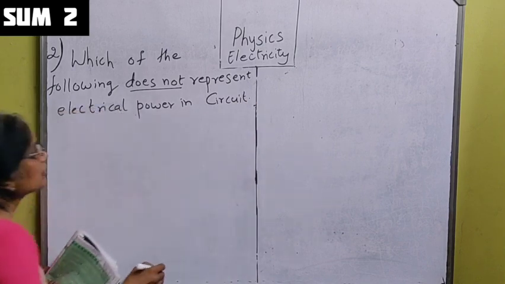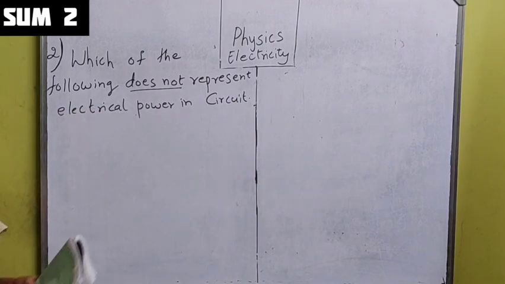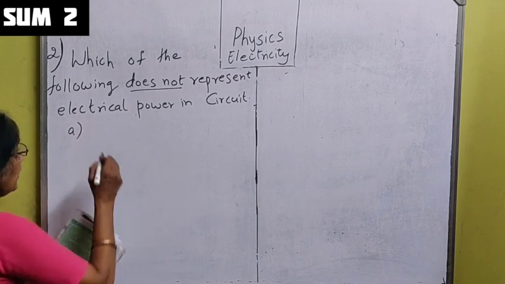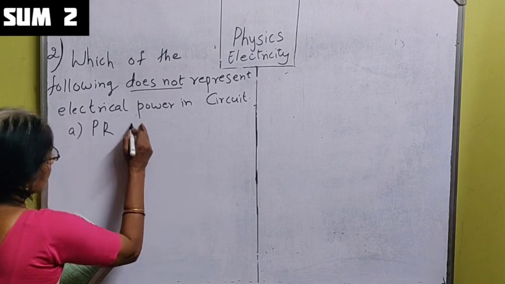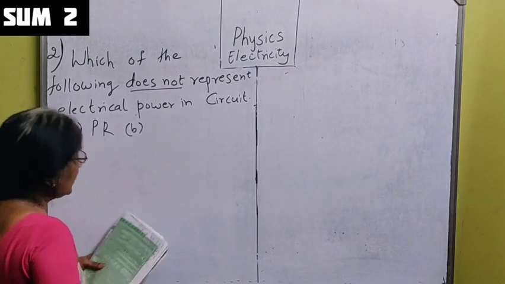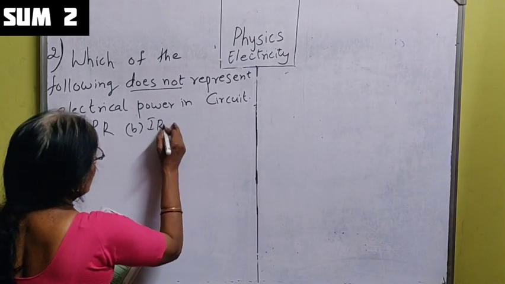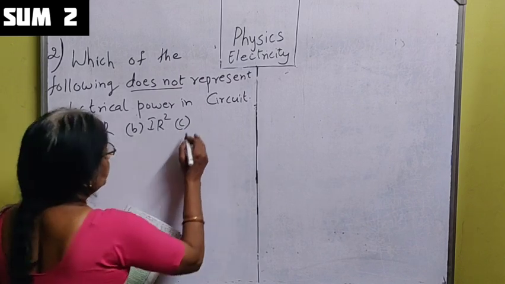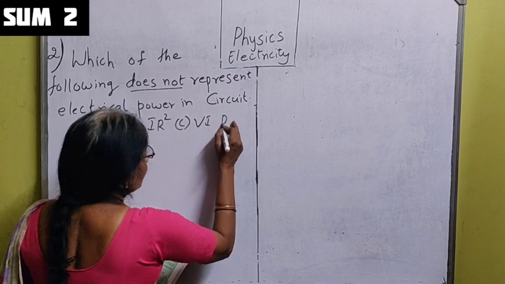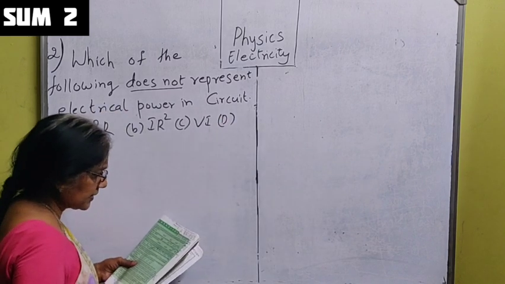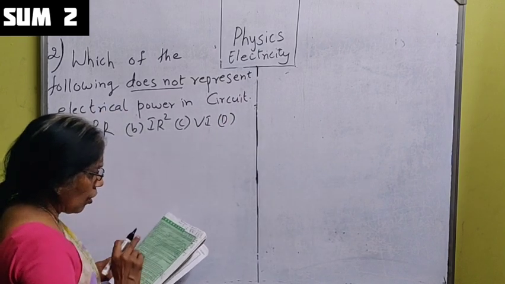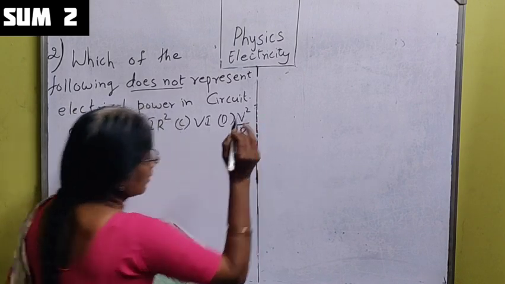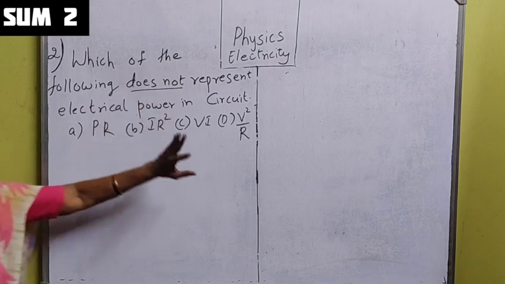Okay, and here also it is an MCQ question where options are given. First option is PR. Second option is IR square. Third option is VI. And fourth option is V square by R. So what does this question mean?